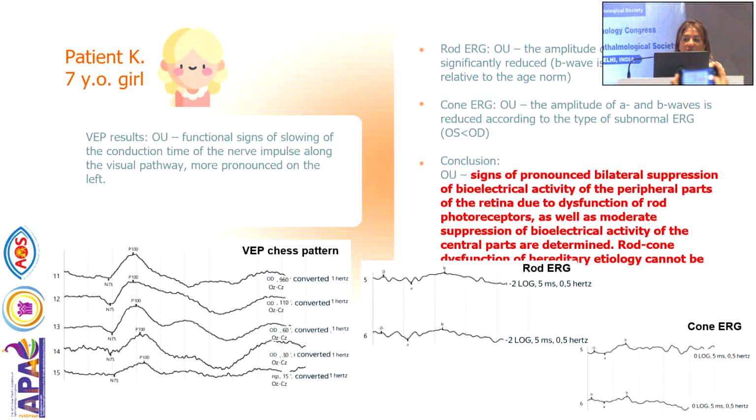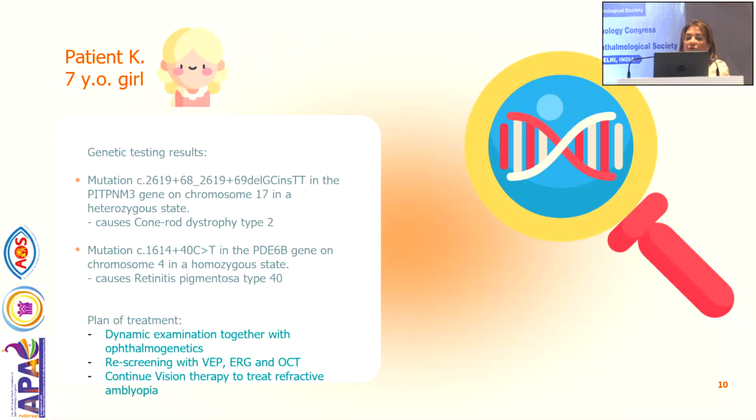Visual evoked potential showed only functional signs of slowing down of the nerve impulse along the visual pathway, and according to the ERG, signs of pronounced dysfunction of rod photoreceptors were observed in both eyes, as well as moderate suppression of the bioelectric activity of the central parts. Taking into account the results of the electroretinography, the patient was recommended to undergo genetic testing to confirm or deny chondrodystrophy. Genetic testing revealed two mutations. The first causes chondrodystrophy type 2. A mutation in the second gene leads to the development of retinitis pigmentosa type 40. The further plan for this patient is dynamic observation together with an ophthalmogeneticist, and as you saw previously, we received good results after vision therapy, so we will continue to treat the amblyopic cause of reduced vision.